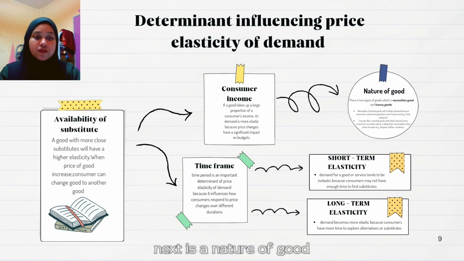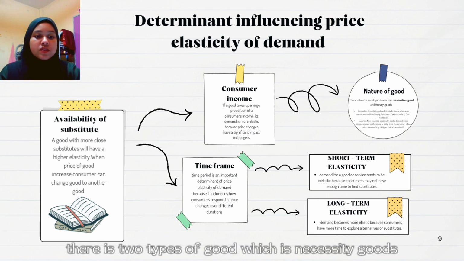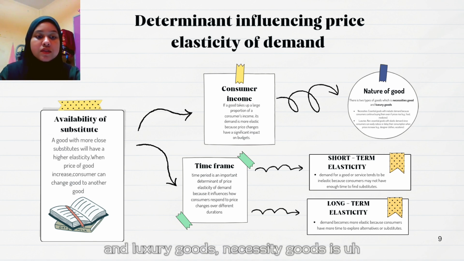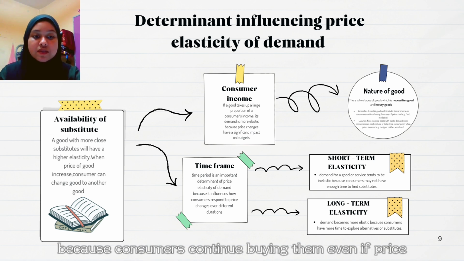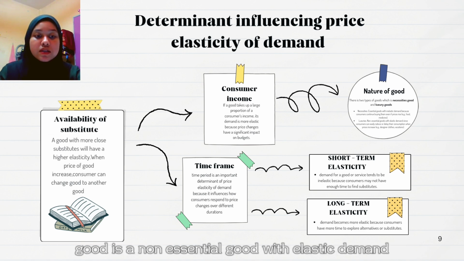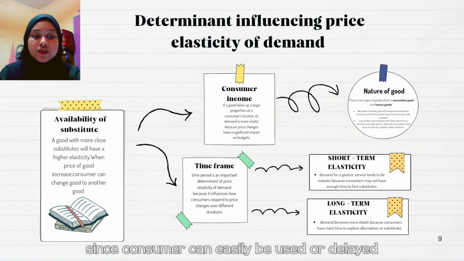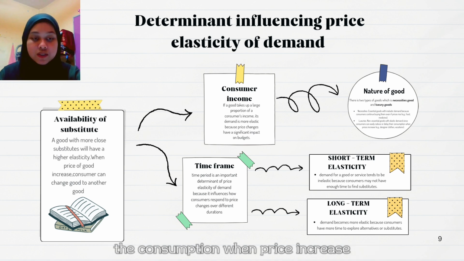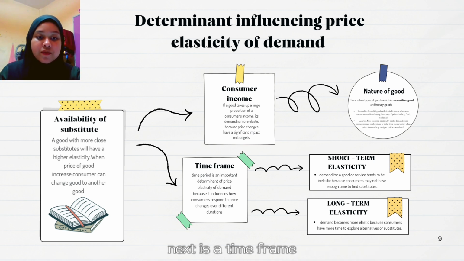Next is the nature of good. There are 2 types of good, which are necessity goods and luxury goods. Necessity goods are essential goods with an inelastic demand because consumers continue buying them even if price rises. Luxury goods are non-essential goods with elastic demand since consumers can easily reduce or delay their consumption when price increases. Next is time frame.